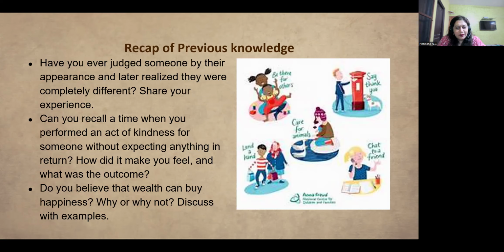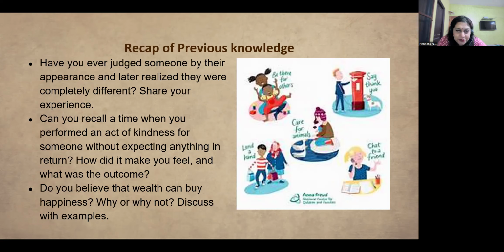The last question: do you believe that wealth can buy happiness? Why or why not? Discuss with examples. I'm sure when I ask this question in the class, half of the students will say that yes, wealth can definitely buy happiness, while many will say no. If you ask me, I'm a generation ahead of you. If you ask me, money or wealth exactly doesn't buy happiness, but it gives us the means to become happy.